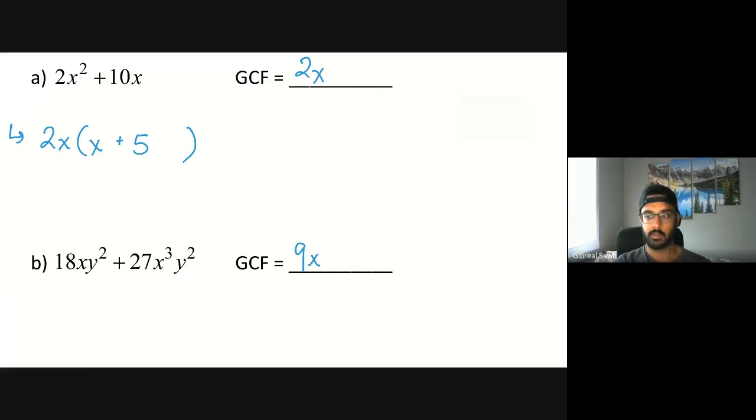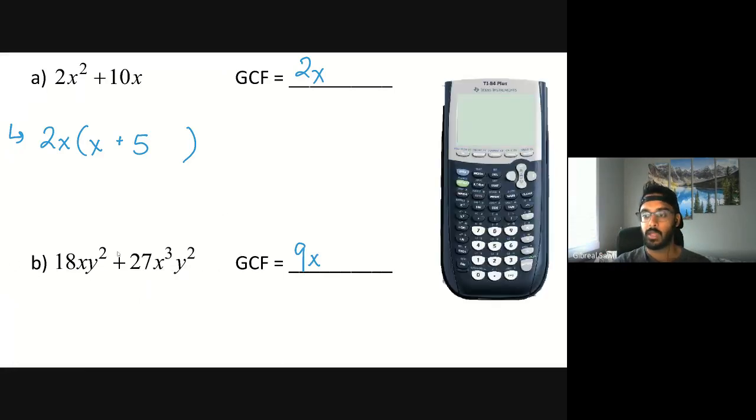Oops, I lost my calculator. There we go. Now for the y's, I see a y squared in the first term, a y squared in the second term. That means that I can divide out a y squared from both, and that would be the maximum amount we could do. So my greatest common factor is 9xy squared.